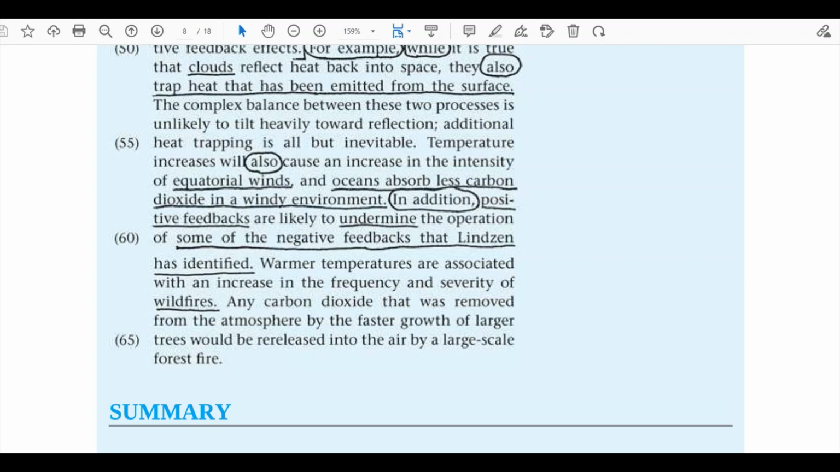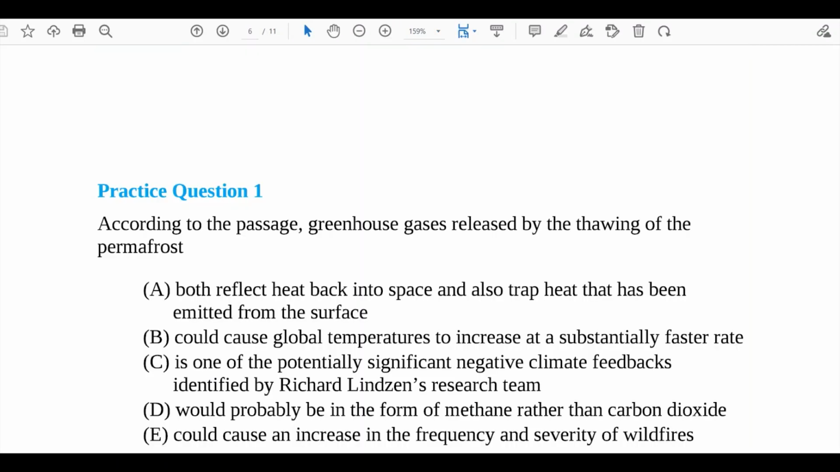Actually, here, choice B is closely and directly tethered to the passage contents. So it is the correct answer. B, could cause global temperatures to increase at a substantially faster rate. That's the end of this lesson.